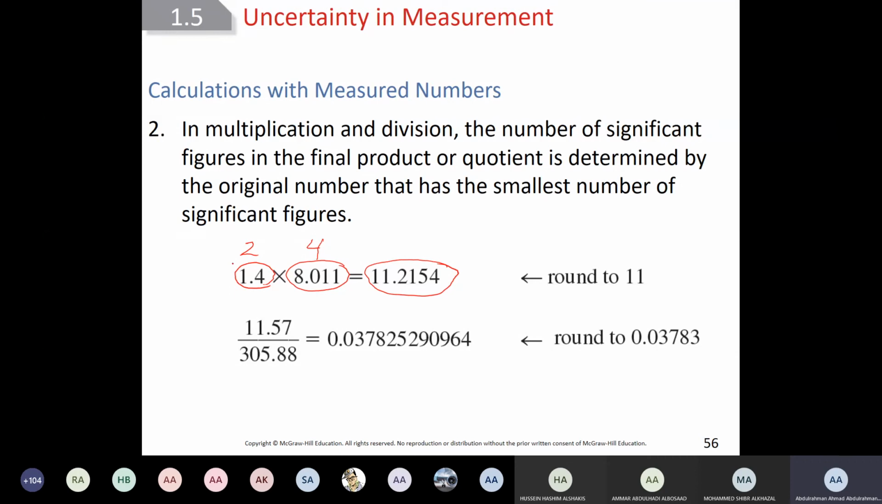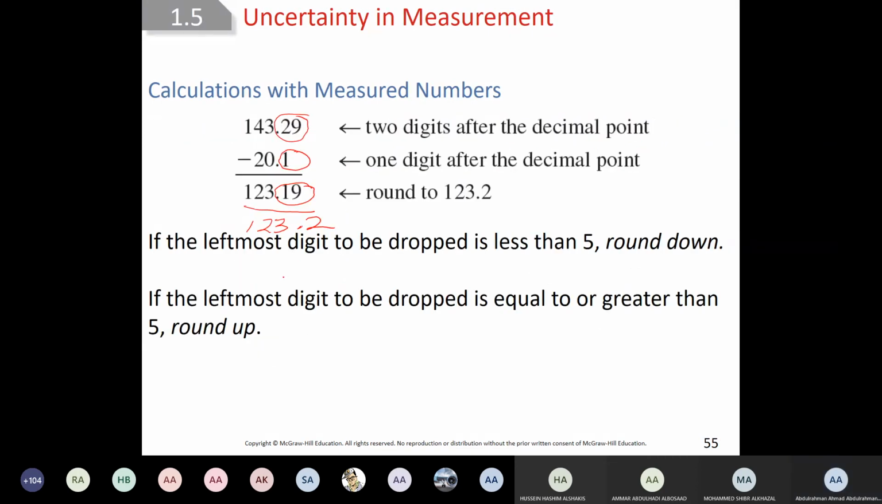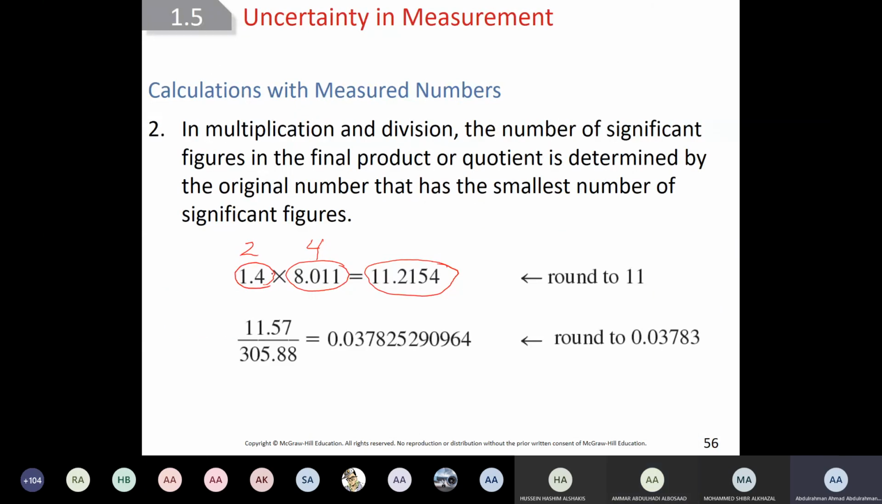Look here, I count all the figures, not like adding and subtracting. In adding and subtracting, which numbers did I count for significant? Only after the decimal. But in multiplication, I counted everything. Clear? And your answer should have only 2 significant figures. So how can I make this 2 significant figures? 11. Only 11. So the answer is 11.